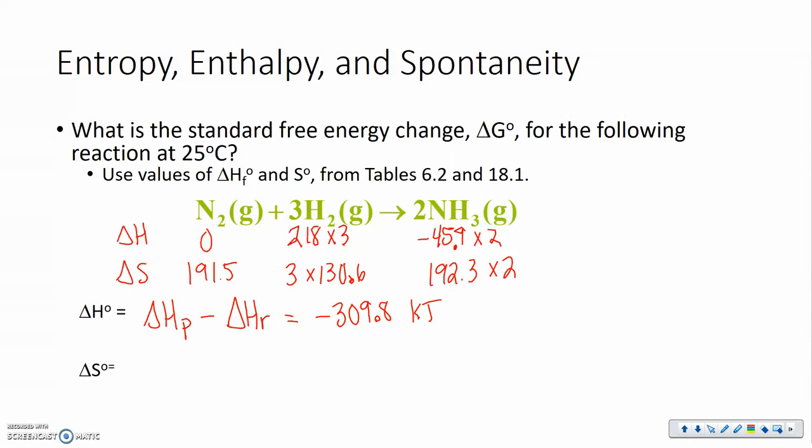And the same thing for our entropy, our product total minus our reactant total. These are in joules. I'm going to change them all to kilojoules. That one's fine. This one, oops, this is negative 0.1987 kilojoules. That way they're both in the same units.